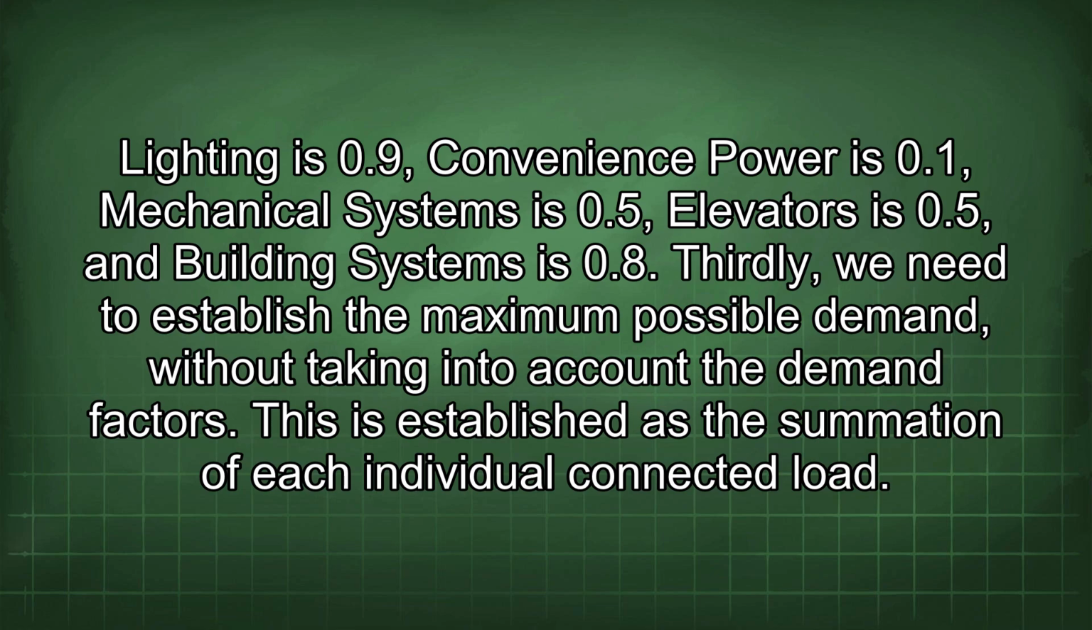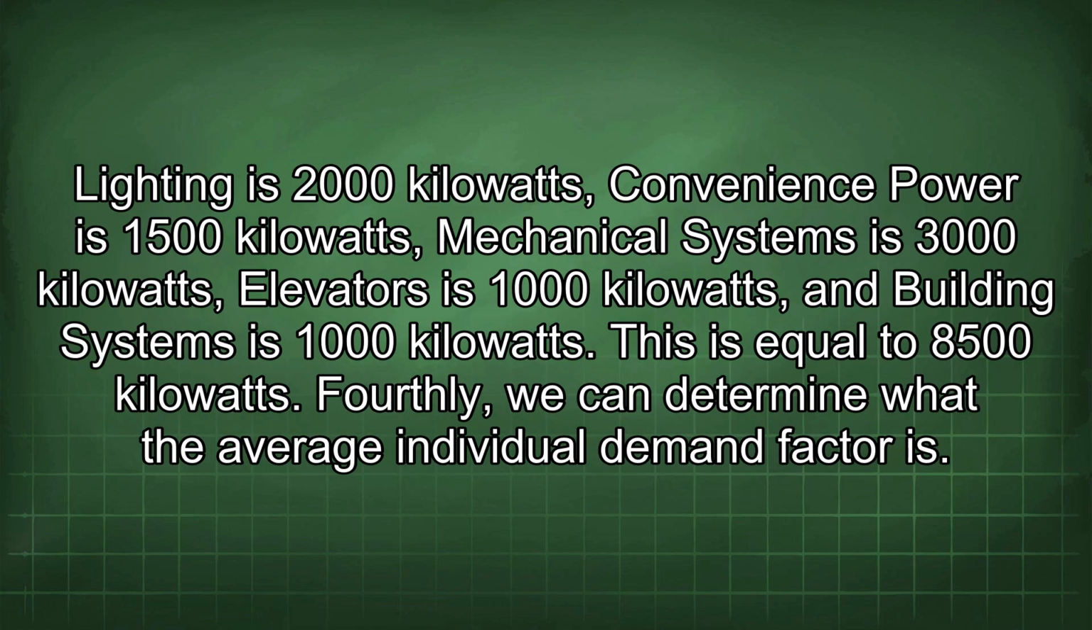Thirdly, we need to establish the maximum possible demand without taking into account the demand factors. This is established as the summation of each individual connected load. Lighting is 2000 kilowatts, convenience power is 1500 kilowatts, mechanical systems is 3000 kilowatts, elevators is 1000 kilowatts, and building systems is 1000 kilowatts. This is equal to 8500 kilowatts.